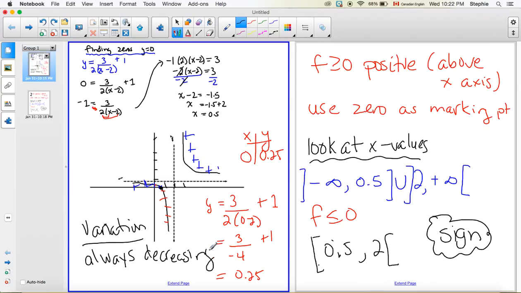Okay, so that's what it is for the standard version of the rational function. So finding the zeros is that we replace the y by 0. Finding intervals, you have to think about making a number line. Let's do an inequality, because sometimes inequalities pose problems as well.